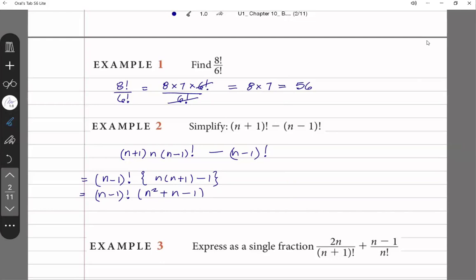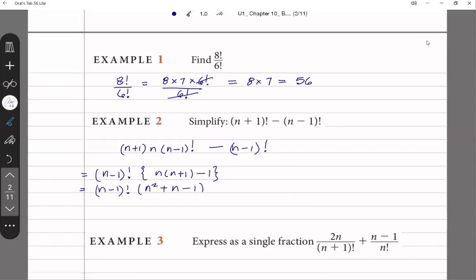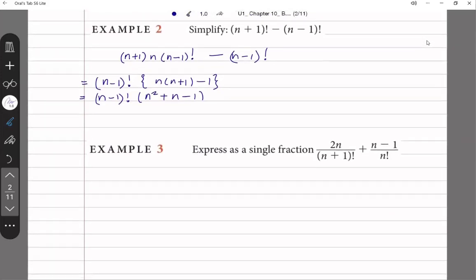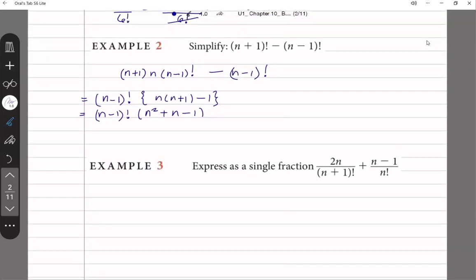Example 3. Example 3 says express as a single fraction. Now, if you are adding or subtracting fractions and the denominators are different, you must find the LCM. You all might not see it now, but the LCM here is actually n plus 1 factorial. That's the LCM. Because both n plus 1 factorial and n can go into what? n plus 1 factorial. But let me try and make it more visible to you.